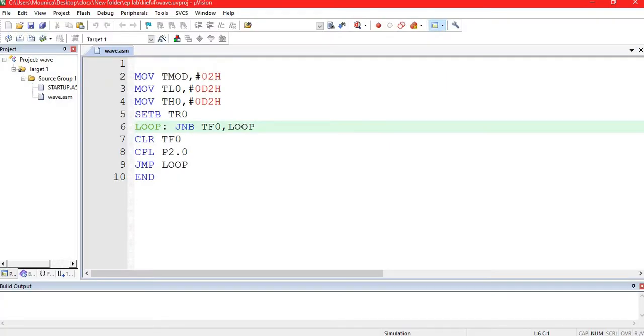Now we are going to implement the logic in the Keil software and program our 8051 controller.